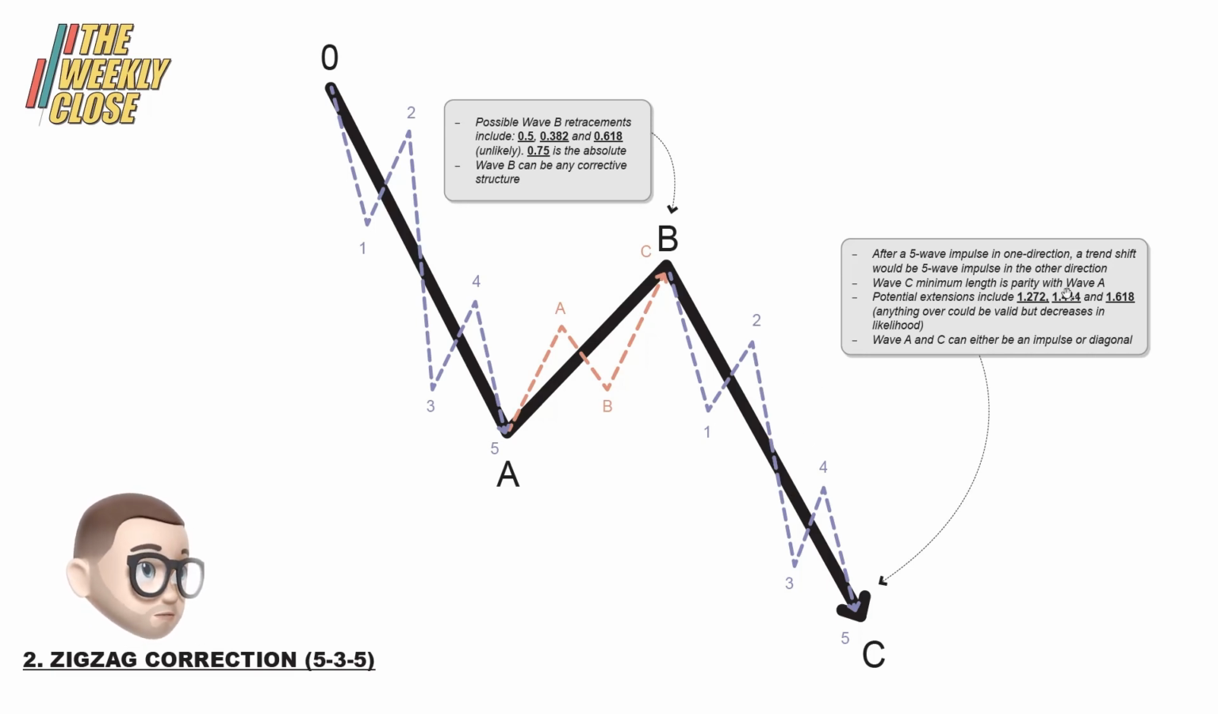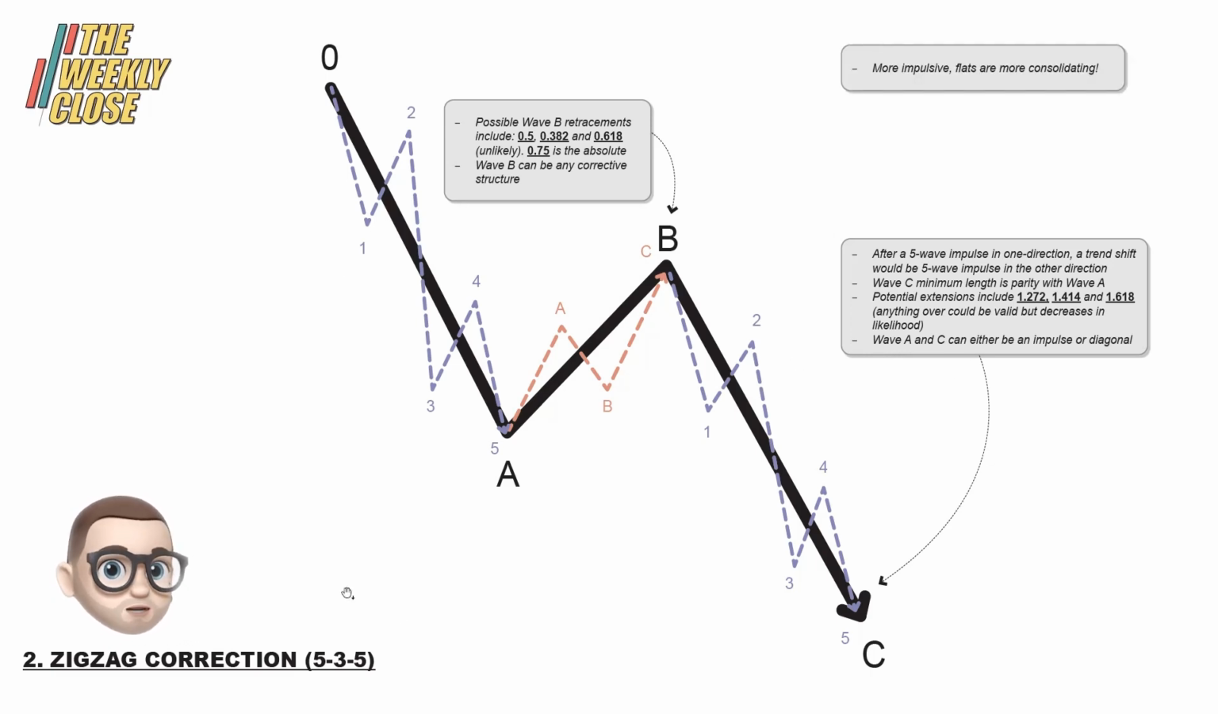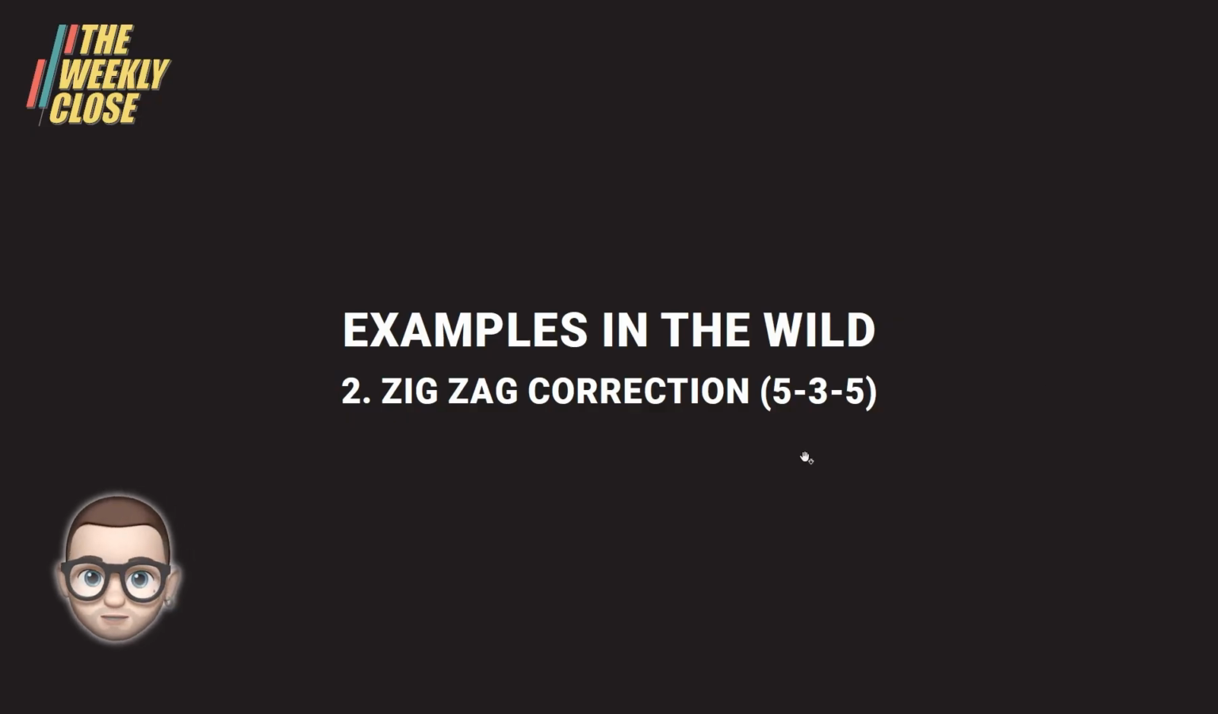The wave C minimum length is parity with wave A, and potential extensions include 1.272, 1.414 and 1.618. Anything over could be valid, but just decreases in likelihood. Finally, waves A and C can either be an impulse or a diagonal, and diagonals we will expand on in a separate video soon. The general nature of zigzag corrections is that they are more impulsive, whereas flat corrections, which we'll look at, are more consolidating. So let's look at some quick examples out in the wild.